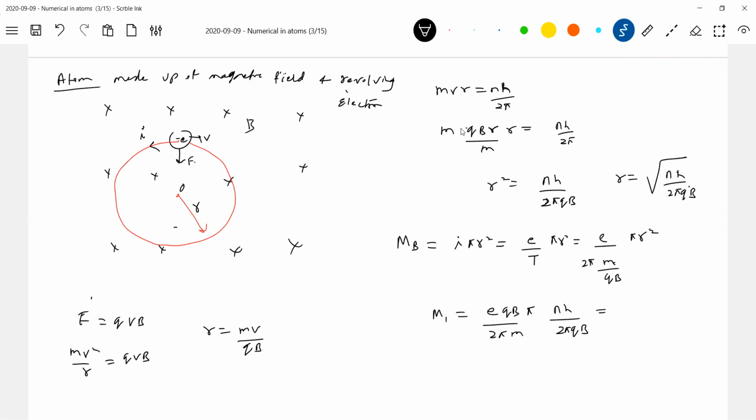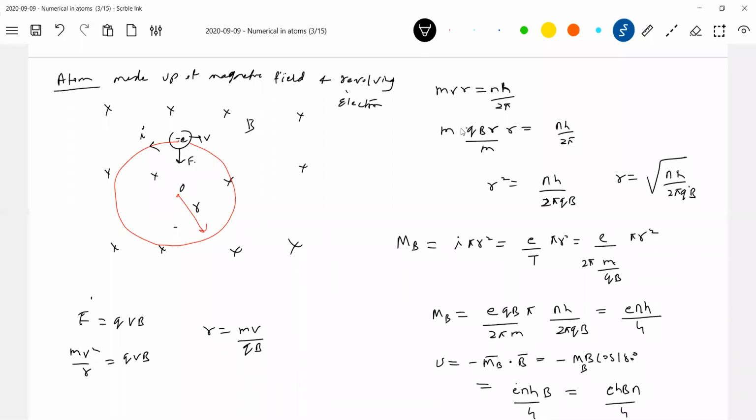So what is the dipole moment of this? Pi gets cancelled, so this should be eNh by 4. What is the interaction potential energy? It is minus M dot B, that is minus MB cos of the angle. What is the angle between the dipole moment and the magnetic field? 180 degrees, cos of 180 degrees. So therefore this will be the dipole moment eNh by 4 into B. Okay, there's the interaction potential energy.